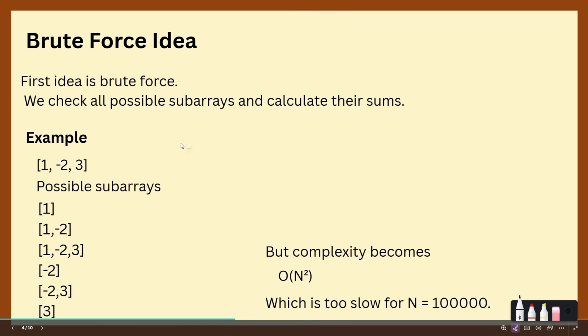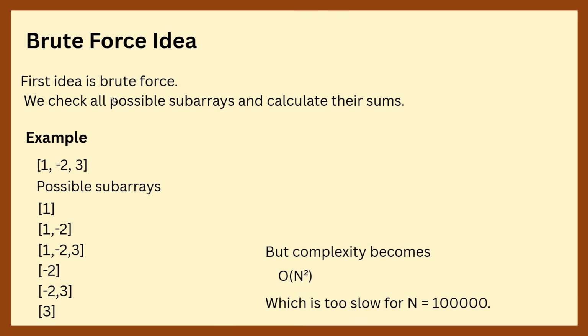Now let's see the first, brute force approach. The first idea is brute force, that is, we check all the possible subarrays and calculate their sums. For example, this is an array and we need to find the maximum subarray sum for this array. So all the possible subarrays are 1, minus 1, 2. These are all the possible subarrays.